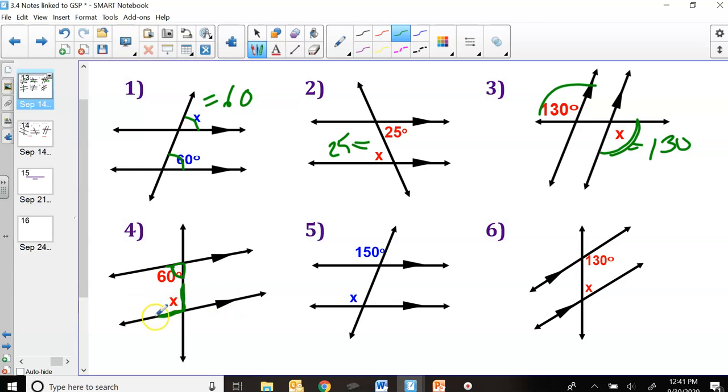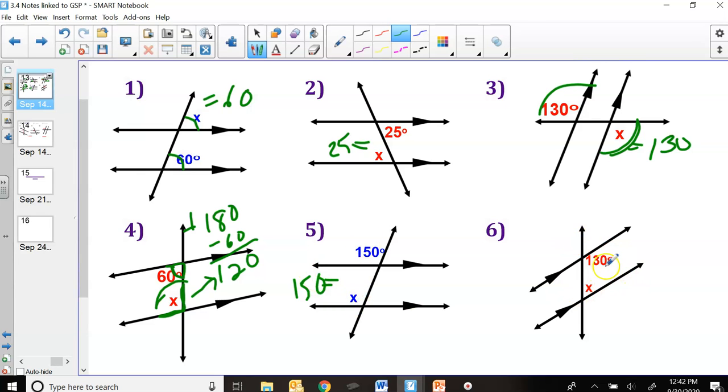What we said was that same side interior angles add up to 180. So I need to take 180 minus 60 to see how much angle X is. 120. That makes sense because that's obtuse. So angle X is 120. Number 5, these are corresponding angles. So is this 150 or is this 180 minus 150? It's 150. They're congruent. Corresponding angles are congruent.